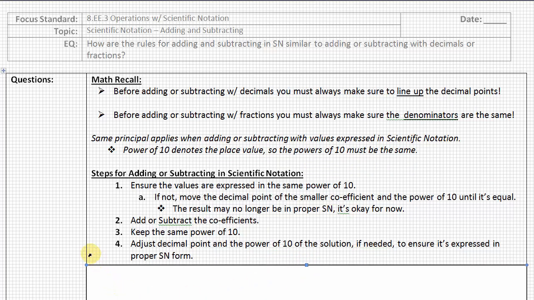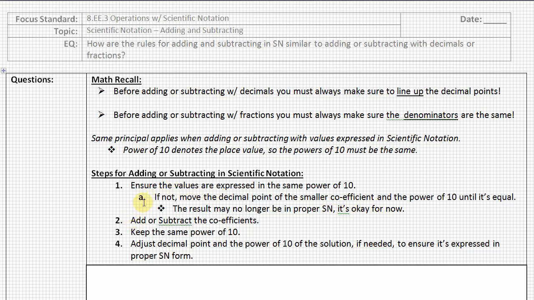So here are the 4 steps. First, as I just mentioned, you have to ensure the values are expressed in the same power of 10. If they're not, you're going to move the decimal point of the smaller coefficient and the power of 10 until it's equal. When you're doing this, it's important to note that you may get a value that's no longer in proper scientific notation, and that's going to be okay until we get to the last step.